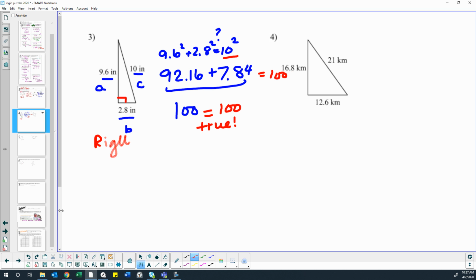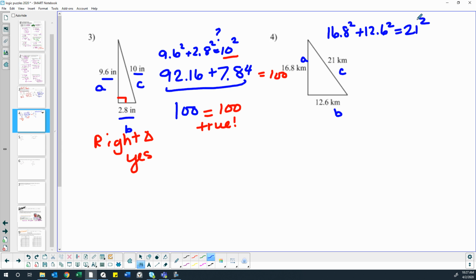My H doesn't look right. Right triangle. You could just say yes, because the question is, is it a right triangle or not? And the other two we did were no, and this one is yes. Let's try one more. So again, our shorter sides we'll call A and B. Doesn't matter which one's which. The longest side is C. So we do 16.8 squared plus 12.6 squared equals 21 squared.